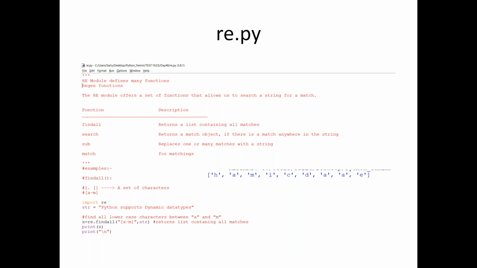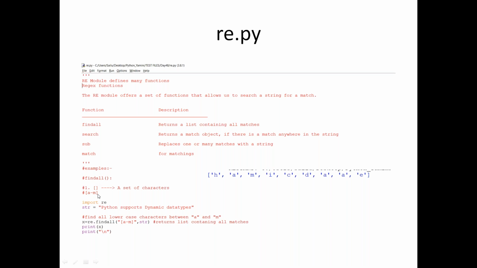So that is going to be the search option. Sub option: replace one or more matches with a string. So replacement. Match is for matching the strings or words. For example, how you're writing these functions, in the sense of findall.